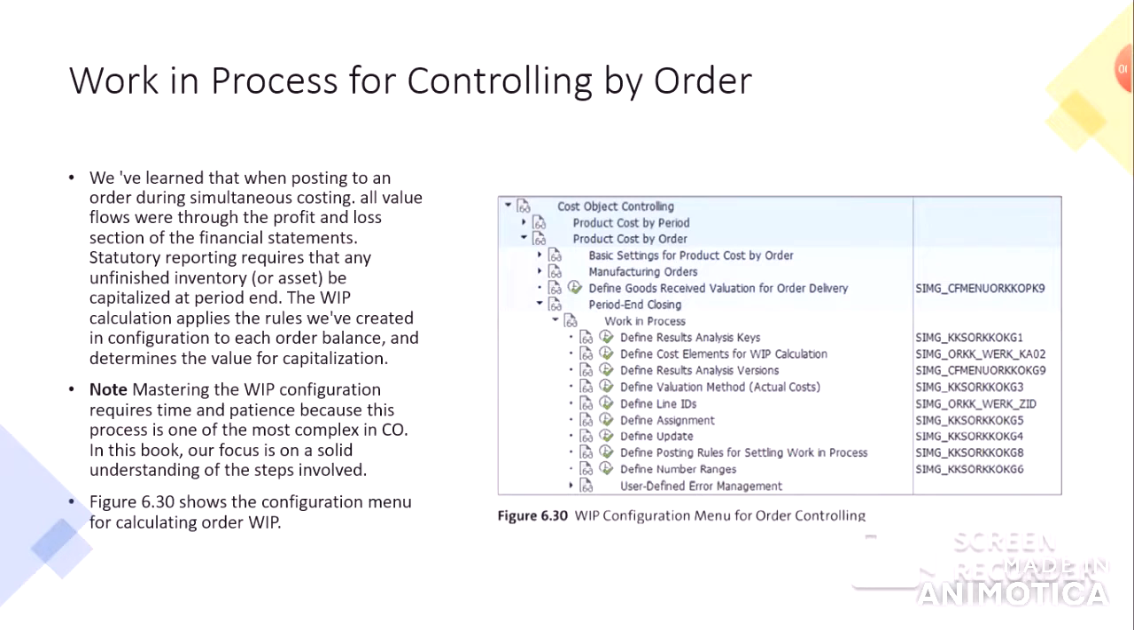So, mastering the WIP configuration requires time and patience because this process is one of the most complex in CO. In this book, our focus is on a solid understanding of the steps involved. So, this figure shows the configuration menu for calculating order WIP. In product cost by order, period end closing, work in process, we can see the different configuration involved.